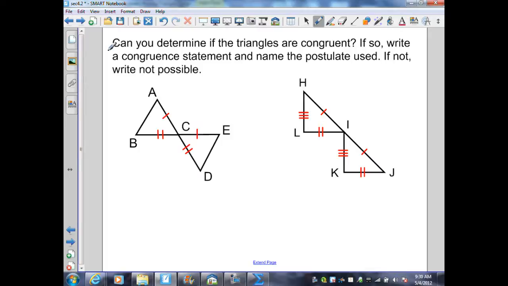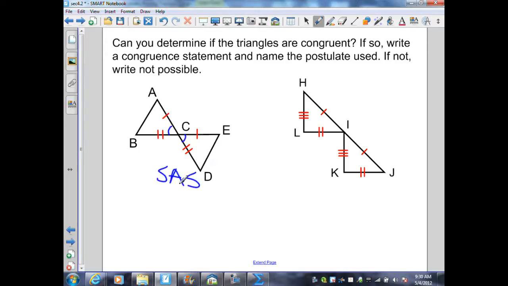On this slide, can you determine if the triangles are congruent? If so, write a congruent statement and name the postulate used. If not, write not possible. In this diagram, I have segments in each triangle that are congruent. Here, AC is congruent to CE, BC is congruent to CD. I can state that these two angles are congruent by the vertical angle theorem. Then I can state the triangles are congruent by side, angle, side.